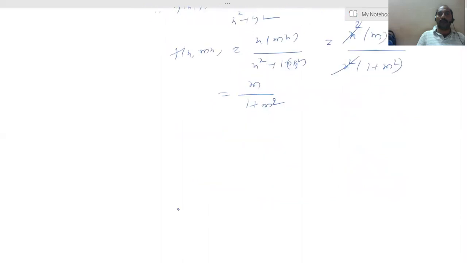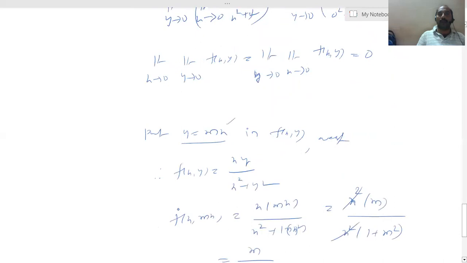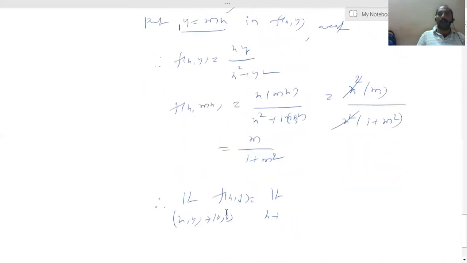It is independent of origin. Therefore, limit x comma y tends to 0, 0 of f of x comma y. In this case, as x tends to 0, y obviously tends to 0. Put x equal to 0, y must be 0. m into 0 equal to 0. So therefore, no need to write down two limits.